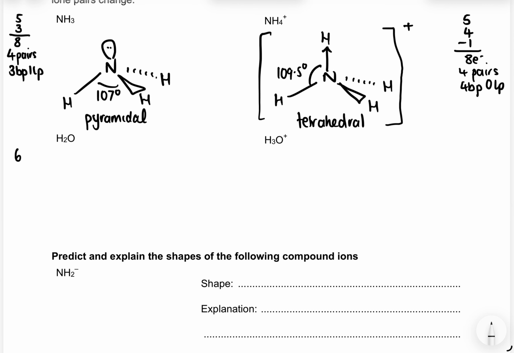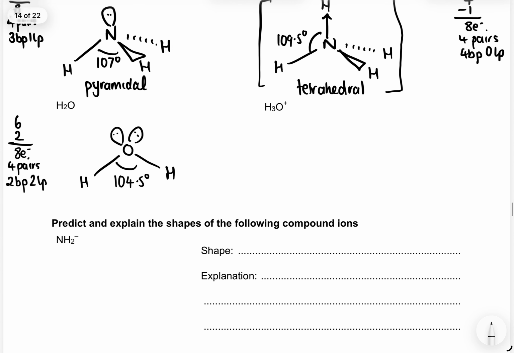Water: oxygen's in group 6, 2 hydrogens, no charge, 8 electrons or 4 pairs. 4 pairs, but only 2 things. So 2 bond pairs, 2 lone pairs. So oxygen has 2 bond pairs and 2 lone pairs. So for 4 pairs it would be 109.5 minus 2.5 minus 2.5, 104.5. Call that V-shaped.